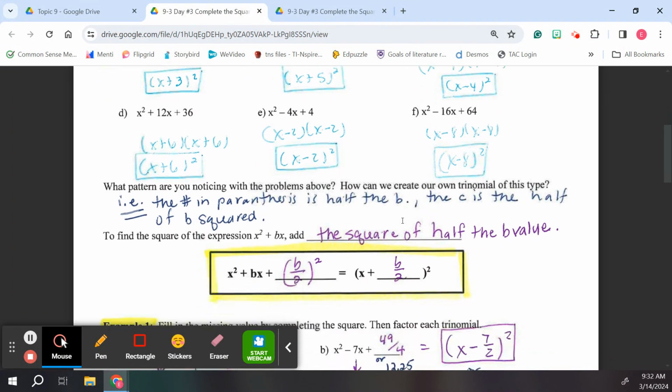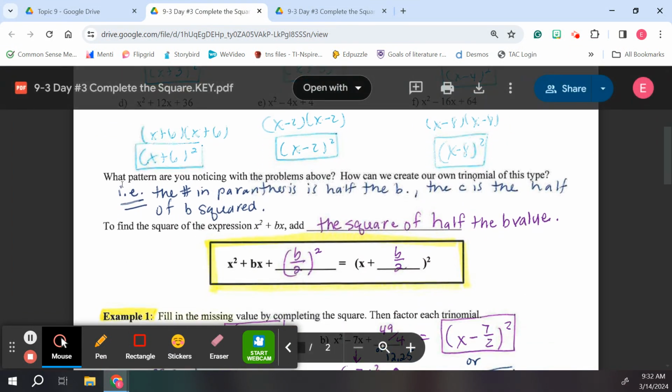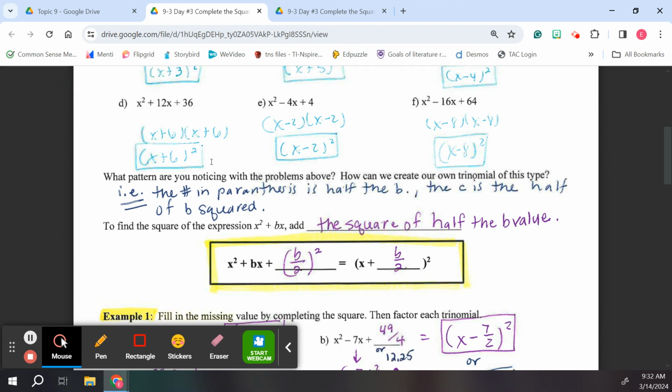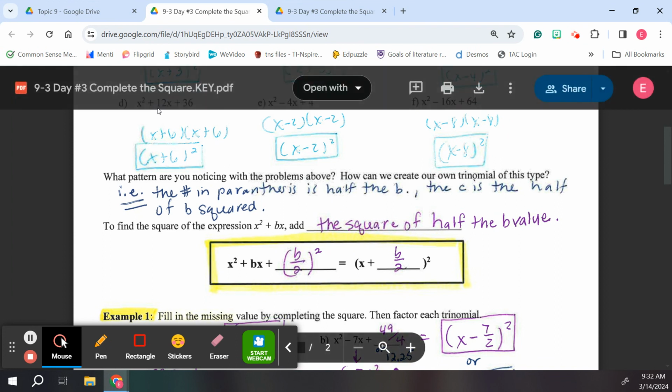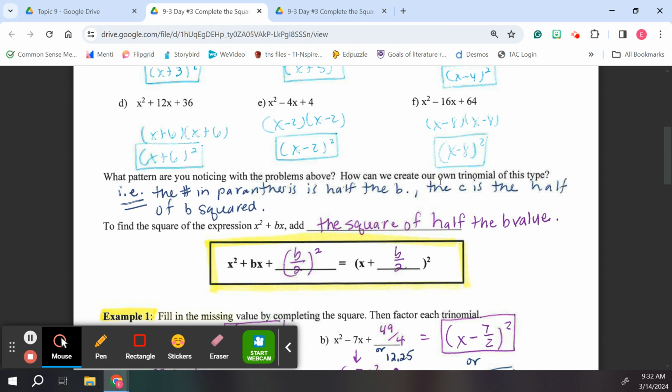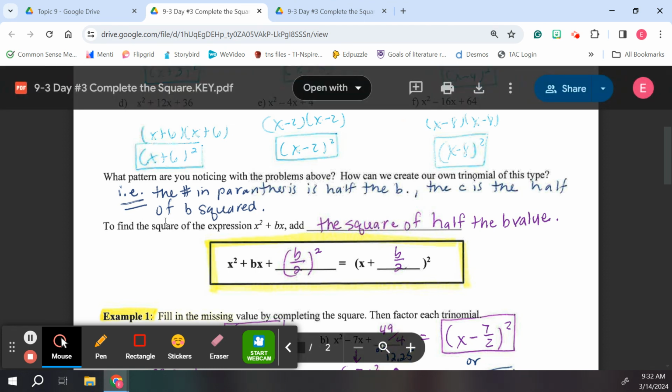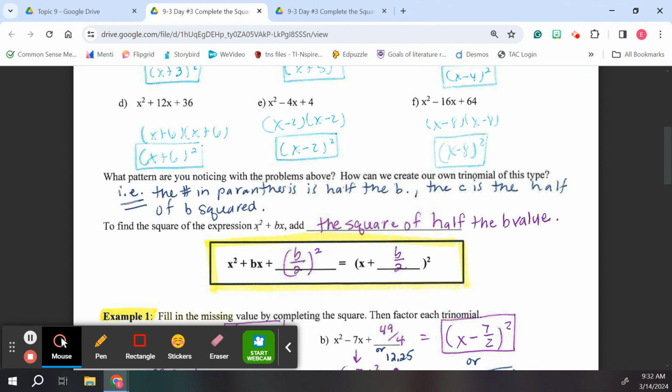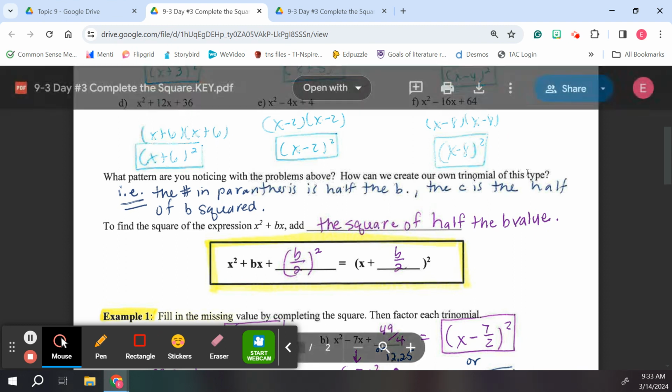Okie dokie, artichokes. Here's the next thing I want you to write down. What pattern are you noticing with the problems above? How can we create our own trinomial of this type? The number in parentheses is half the b. The c is half of b squared. So to find the square of the expression x squared plus bx, add the square of half the b value. I'll give you a minute to write this down.